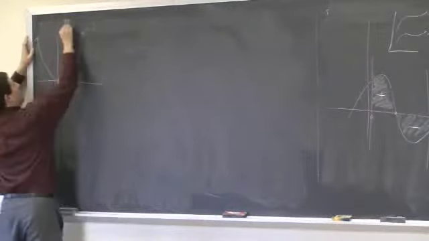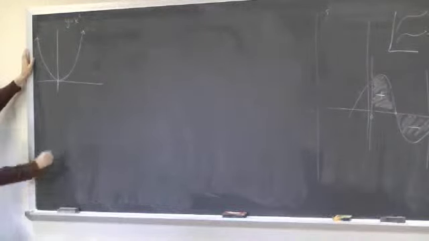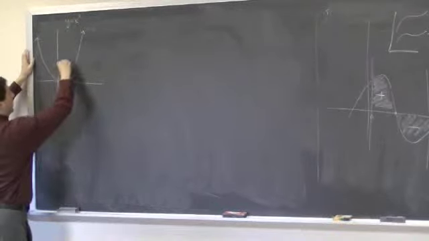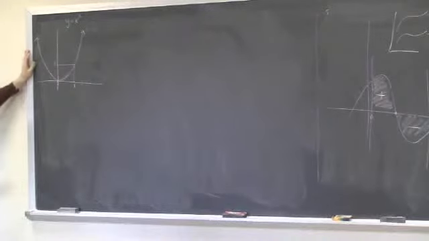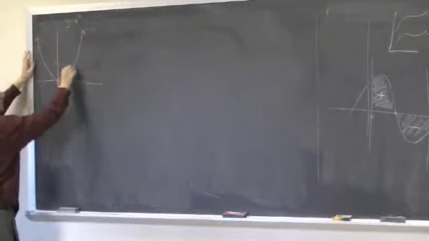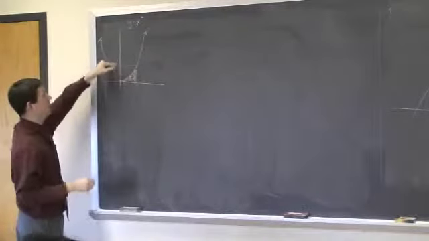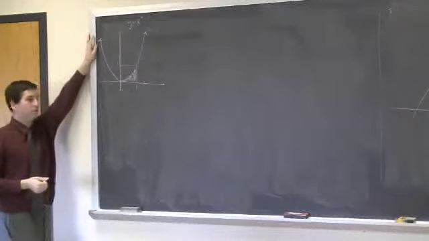So this here is supposed to represent a parabola, y equals x squared. Now let's say I wanted to know the area under the parabola between 0 and 1. My first approximation could be this square, which is area 1. That wouldn't be a very good approximation.